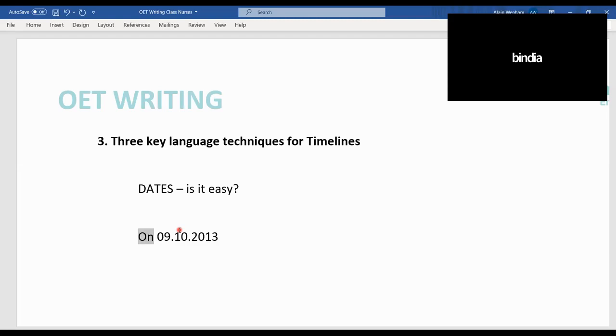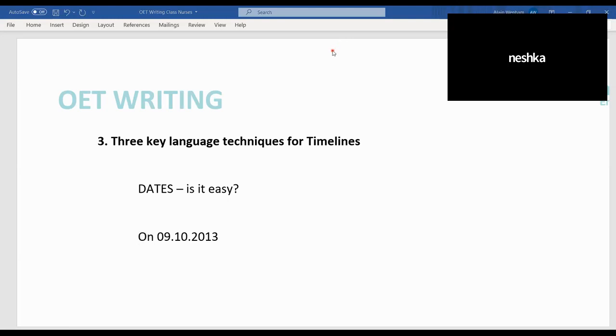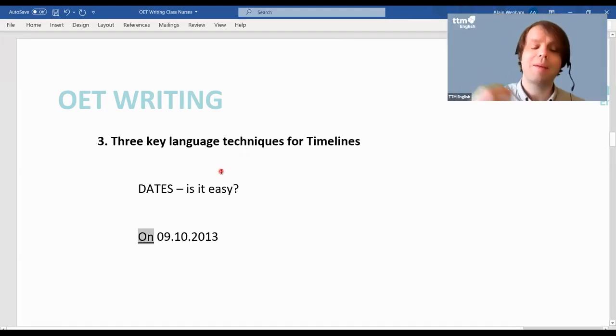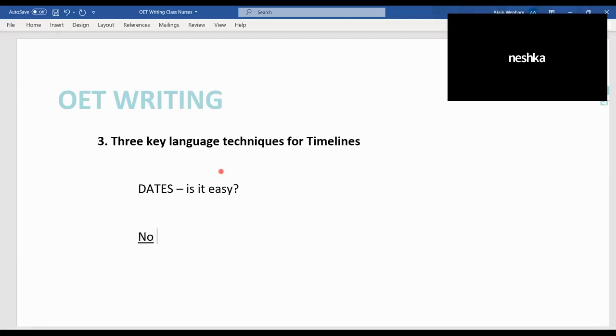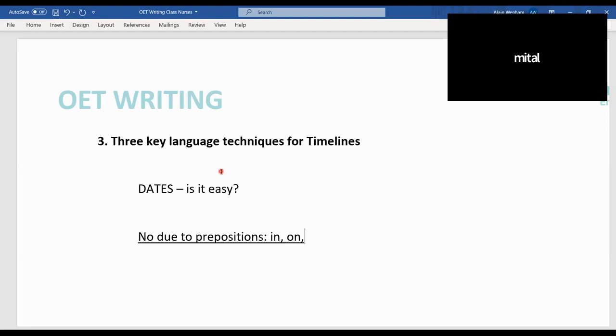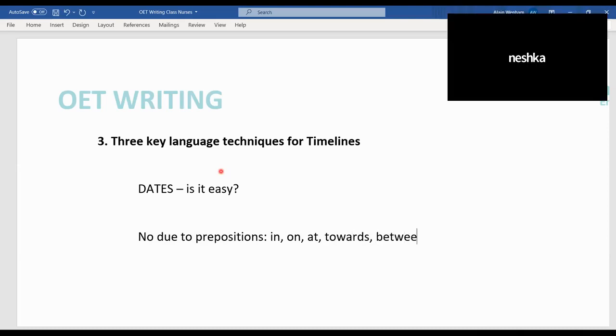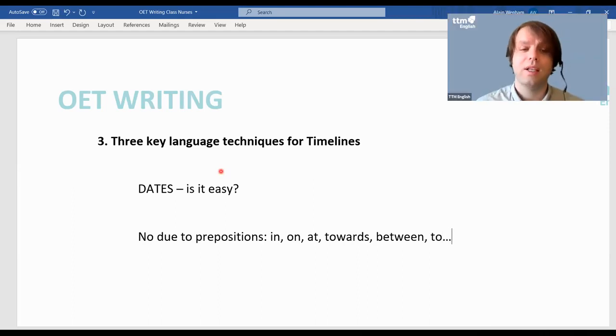On. So what is one of the key problems that everyone makes? Prepositions, yes. Give me an example of a preposition. In, on, at, what else? At. There's many. What about towards? That's a time preposition. Between. What about to? It's tricky with dates to get your prepositions right. So today I'm going to start off by teaching you about dates and prepositions and that kind of thing.